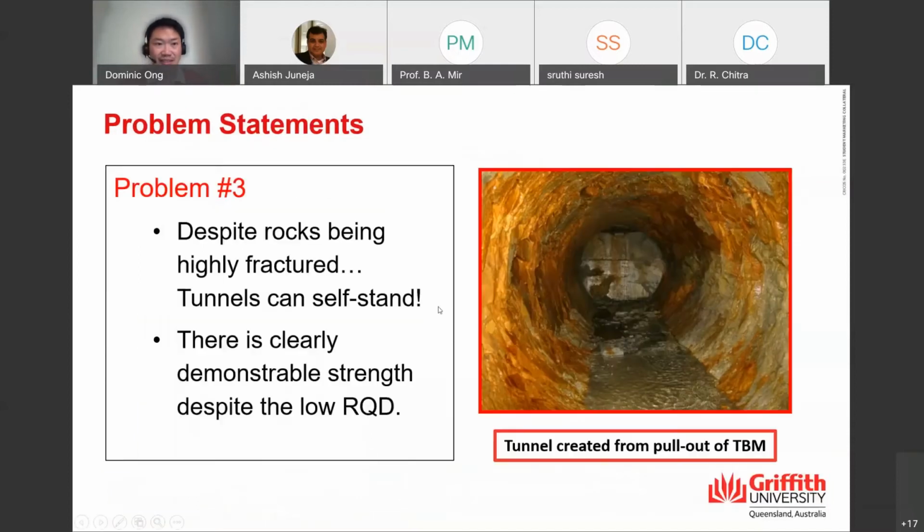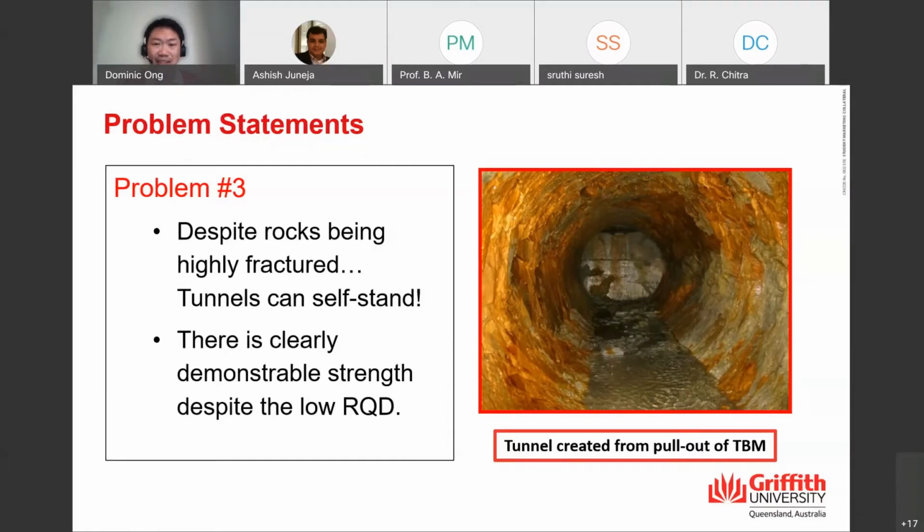Okay, so the problem number 3 is that despite the rocks being highly fractured, like what we mentioned, the tunnels can actually self-stand. So it actually demonstrates clear strength. Okay, but how are we going to quantify the strength of this kind of material with a lot of RQD 0? So that is another problem. You can identify it, you know the problem, but how do you characterize it? How do you give it a value so that you'll be able to at least design for it?